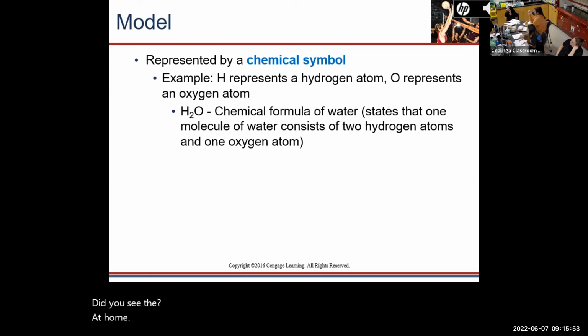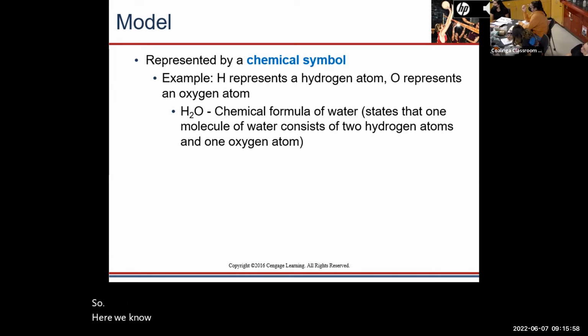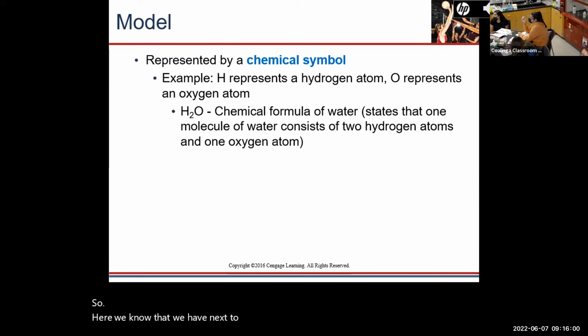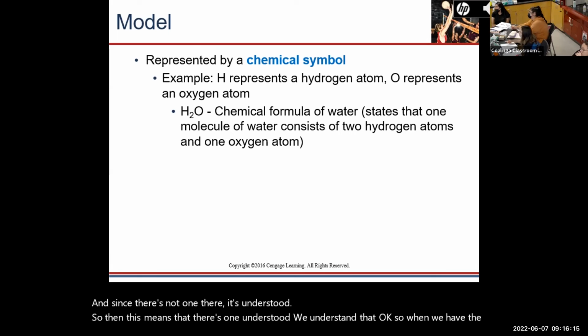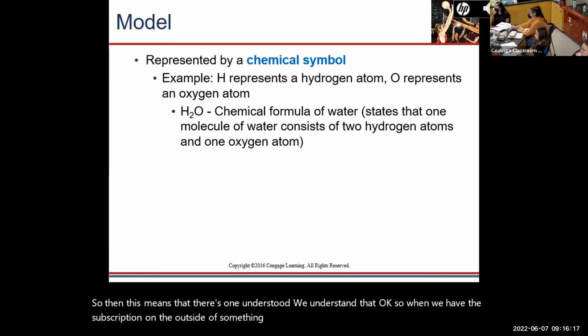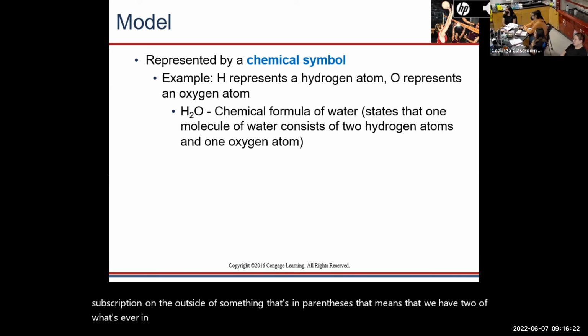Okay, so here we know that next to hydrogen we have 2 hydrogens. And since there's not a 1 there, it's understood. So this means there's 1 understood. When we have the subscript on the outside of something in parentheses, that means we have 2 of whatever is in parentheses. So really, this means that I have 2 of those.